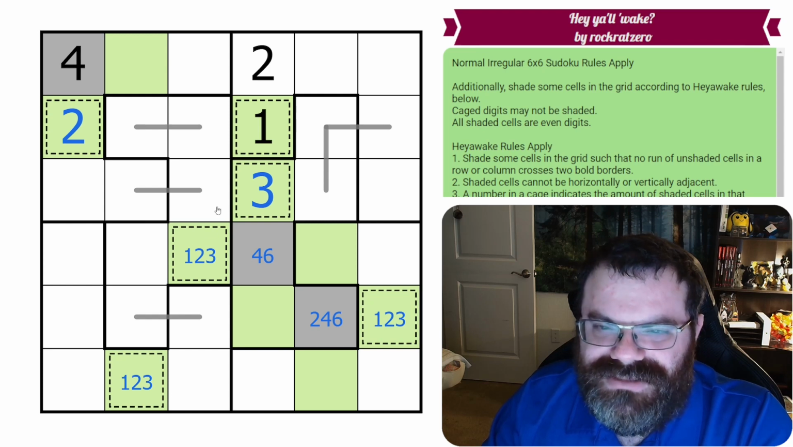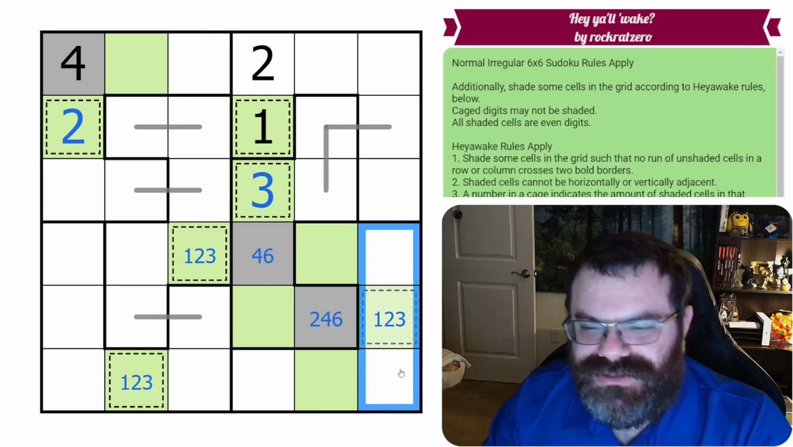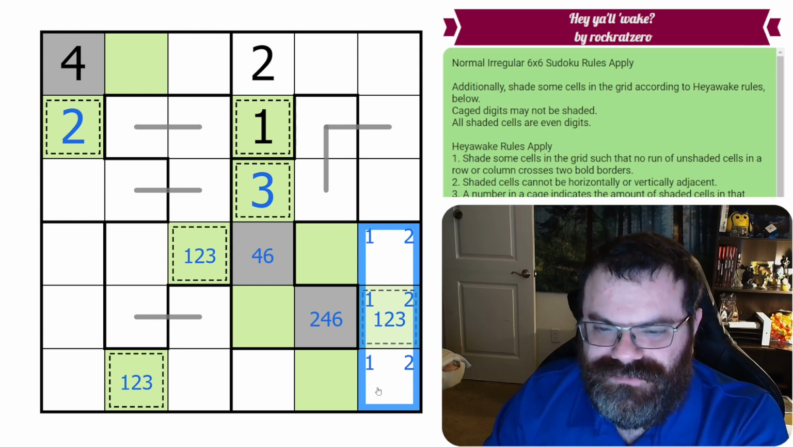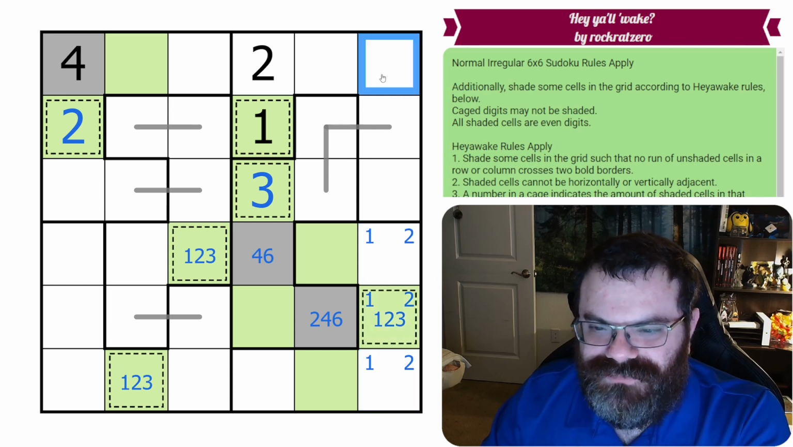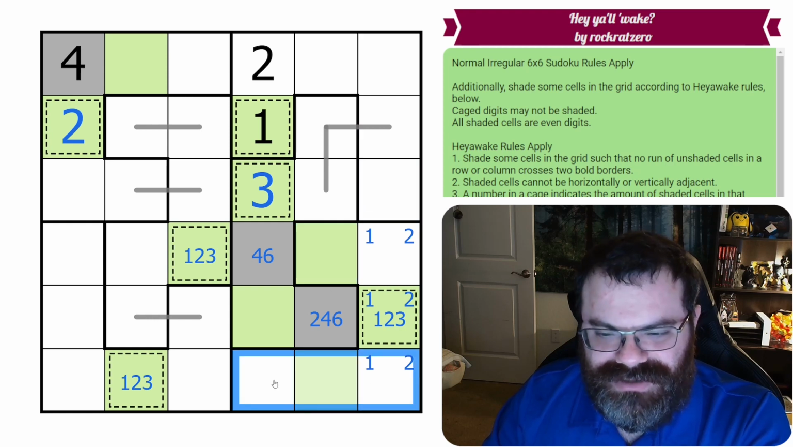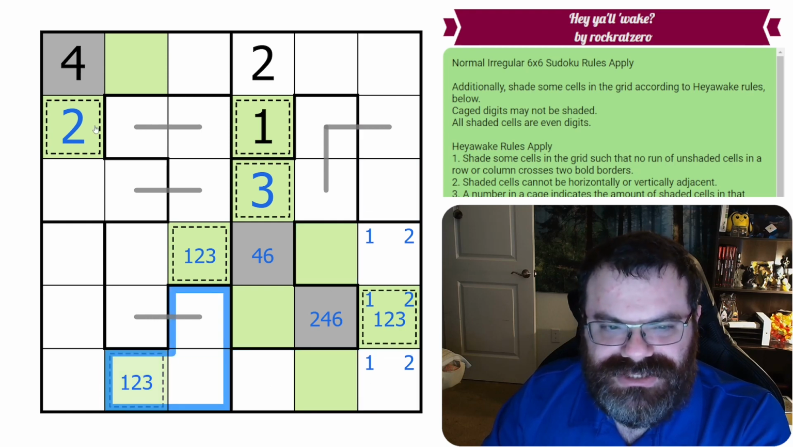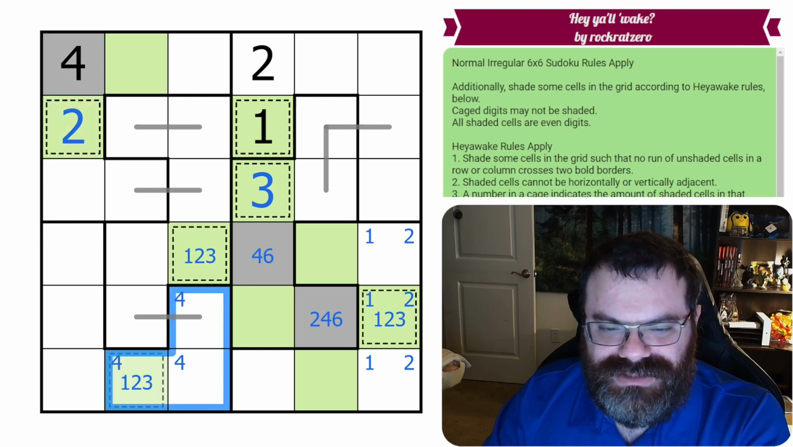I guess I haven't really looked at the irregular geometry yet. Is there anything interesting with that? These 3 cells go here. So there's a 1 and a 2 here. Don't know if that's interesting, but it's true. These 3 cells will end up here. Yeah, we got a lot of that going on. These 3 cells will end up here. So there's a 4 and a 2 in this sort of curve.